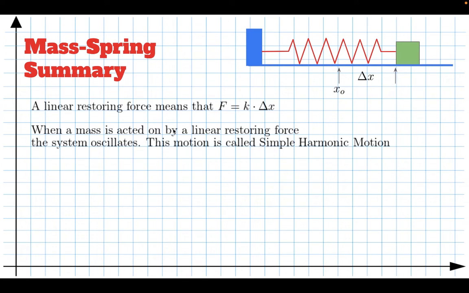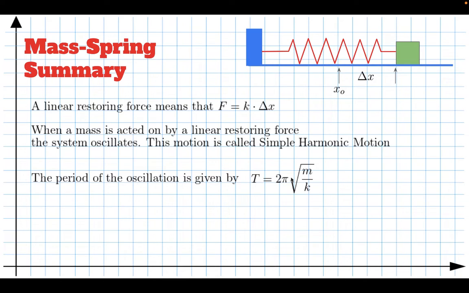Now, when we have a mass and it's acted on by a linear restoring force and it's displaced from equilibrium and let go, it will oscillate back and forth. That motion is called simple harmonic motion because the graph of that motion is a sine or a cosine function, which are the harmonic functions. Okay, so the period of the oscillation we worked out in class. It's 2 pi times the square root of m over k.